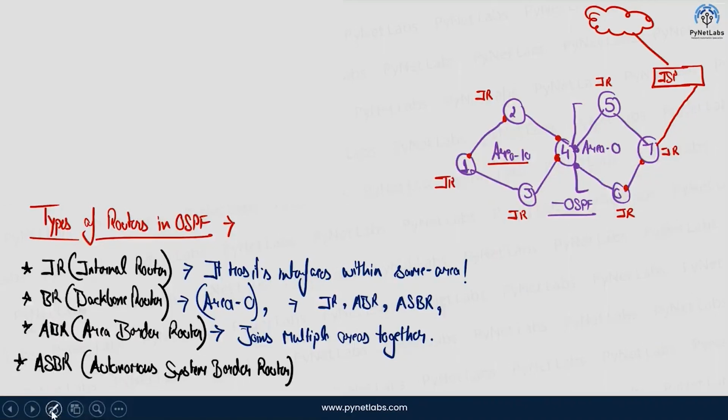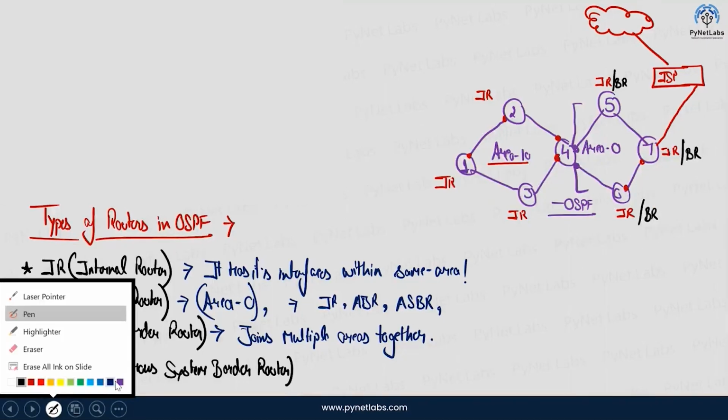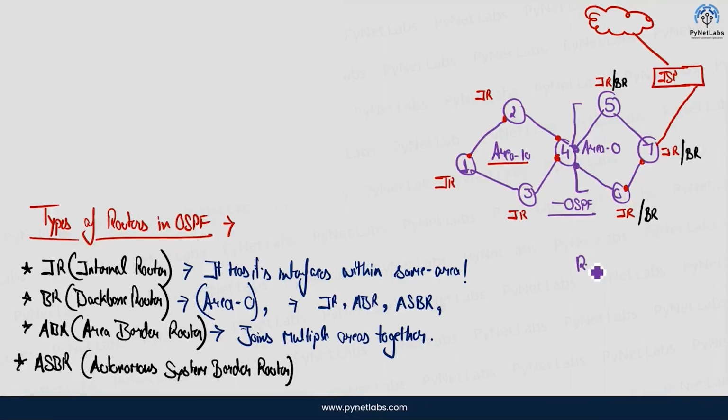But apart from that, the second router type we have seen is the backbone router. So in our scenario, this router 5 is also acting as a backbone router. 7 is also acting as BR, and this is also acting as BR. And when we define R4, let's say we got router 4, and we will separately define what roles are given to this router. So this router number 4 is acting as BR as well, because area 0 is configured on R4 also.